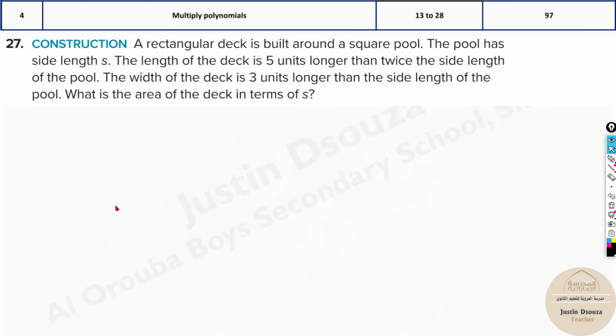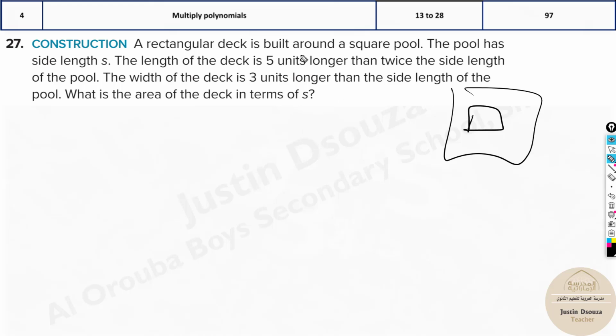A real world problem here, construction. A rectangular deck is built around a square pool. The pool has a side length S. So now there is a pool over here and there is a deck which is built around it. The length of the deck is 5 units longer than twice the side length of the pool. The width of the deck is 3 units longer.